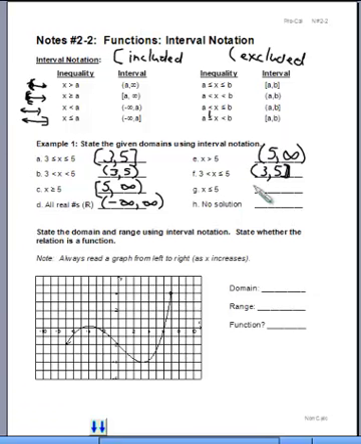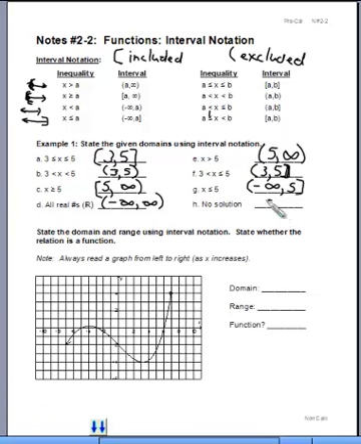Less than or equal to 5. Remember, we're going to negative infinity. We list that first because that's the lower number. Always list it in number line order. So it goes from negative infinity up to 5. That's everything less than 5. It includes 5, square bracket. And then a curved bracket around infinity.